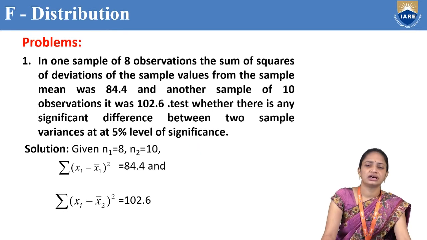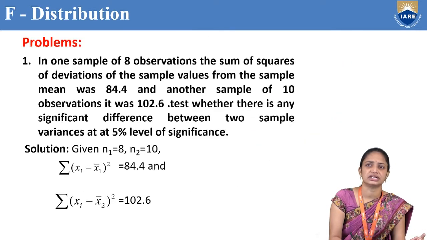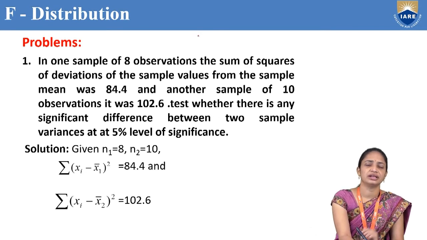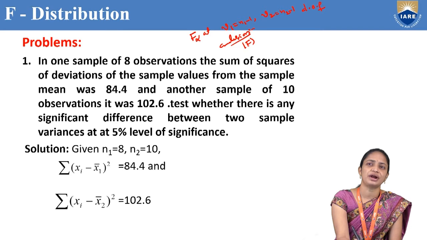Before starting this problem, first of all we need to discuss some points. Here in F distribution we have to take F alpha at nu 1 equal to n1 minus 1, nu 2 equal to n2 minus 1 degrees of freedom. In the last step, the conclusion is: if mod F is less than F alpha, we accept H naught. If mod F is greater than F alpha, we reject our null hypothesis.